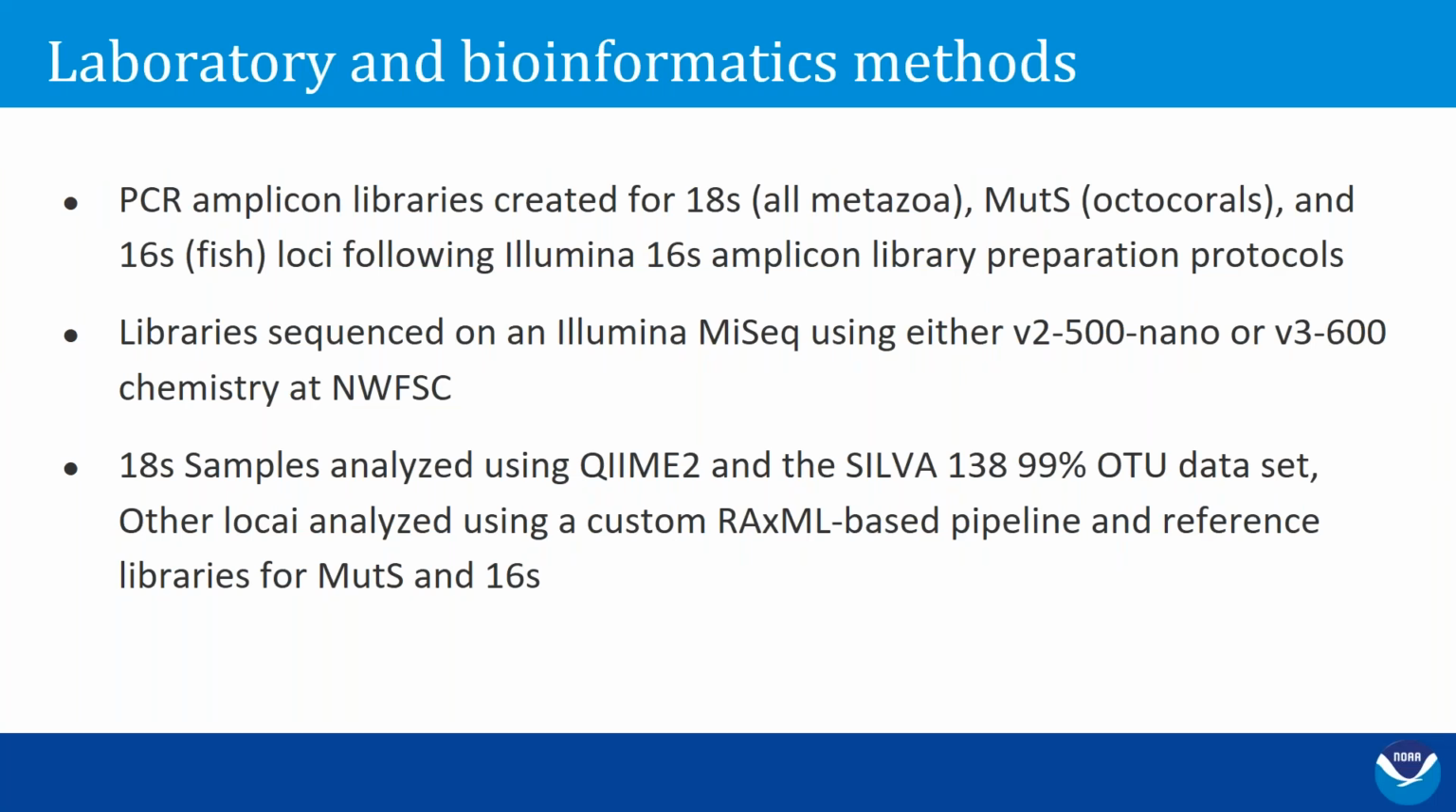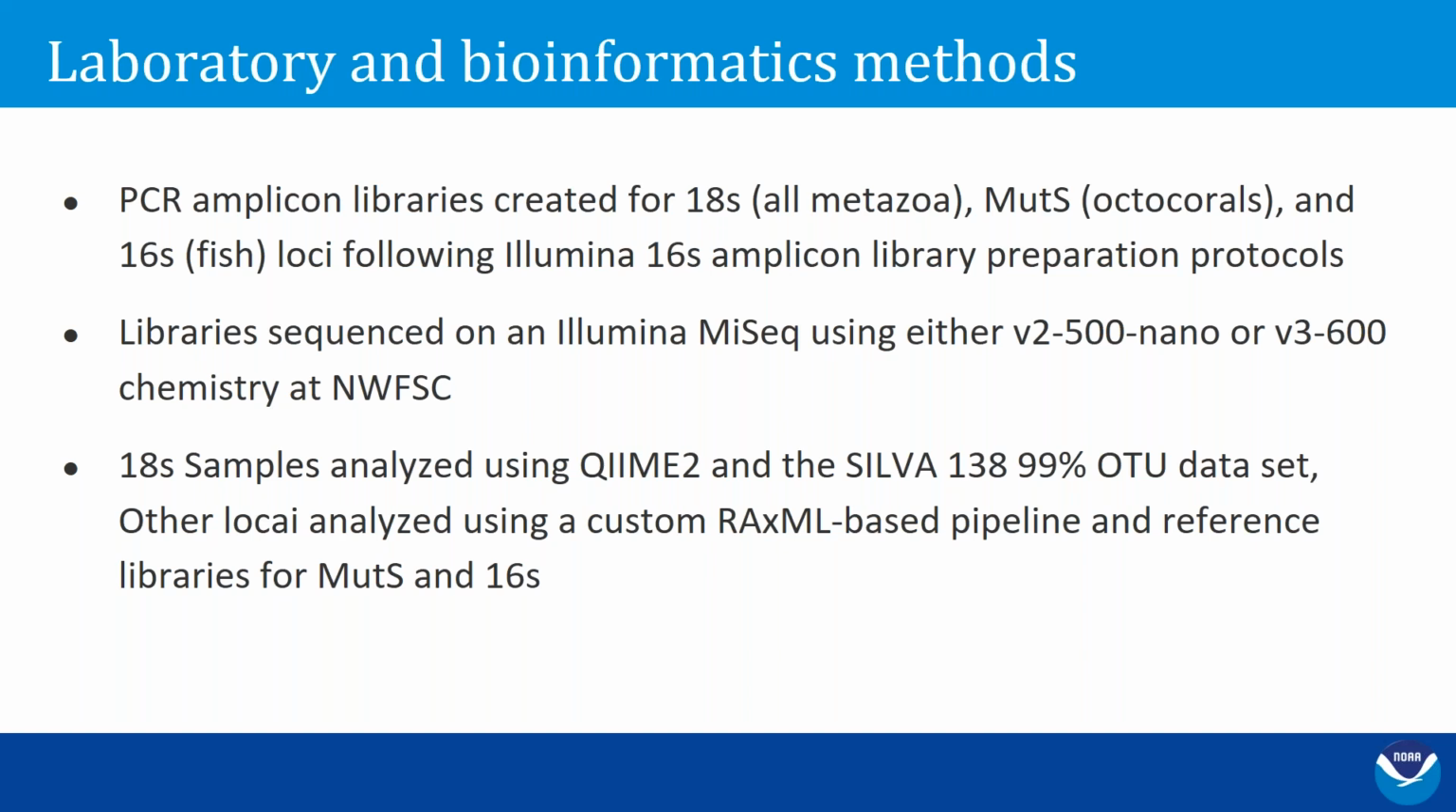To get a little more in depth on our laboratory and bioinformatics methods for both of the different types of exploration I'm talking about today: for PCR amplicon sequencing, we're using 18S libraries that target all the metazoa in the water column for our first contact exploration. And then we're using mutS, which is an octocoral specific marker, to look at octocoral community diversity on the West Coast. And on the West Coast, we're also using a 16S marker to look at the fish community that's associated with deep sea coral communities.